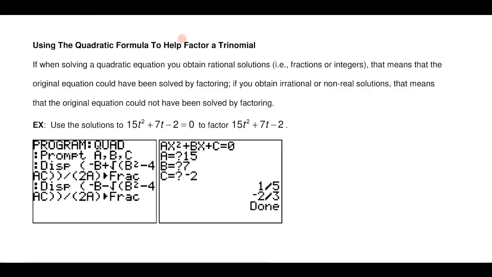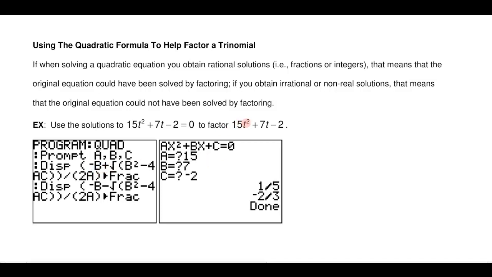Hi everyone. In this lesson I'd like to show you a really great application for how you can use the quadratic formula to help you factor polynomials. Now this is really nice if you have the quadratic formula programmed into your graphing calculator that I've shown how to do in another video.